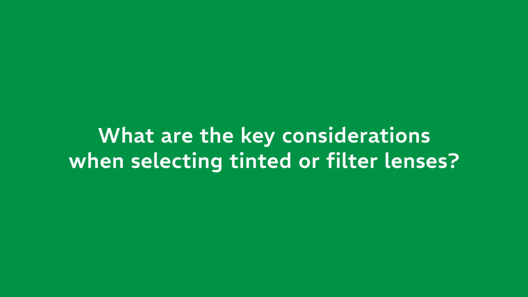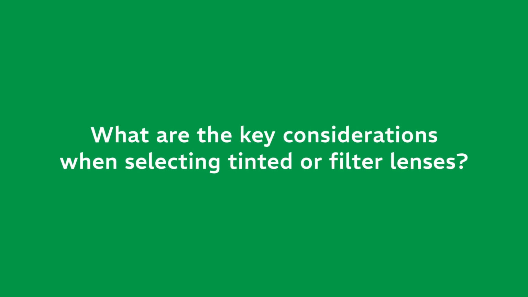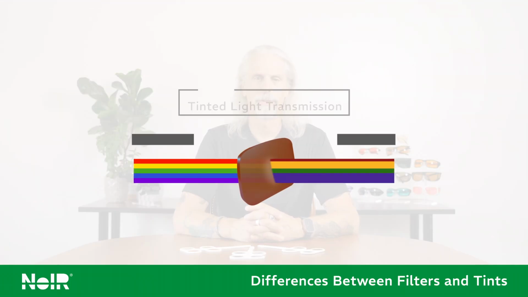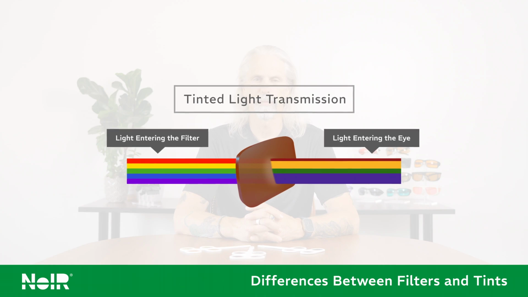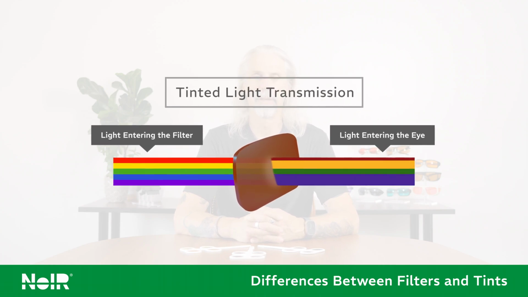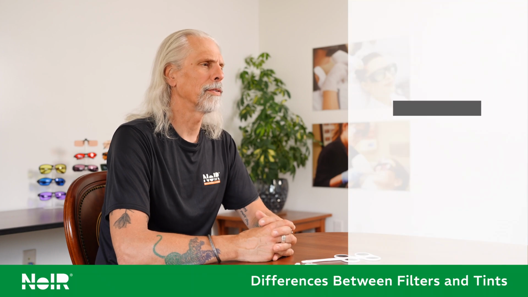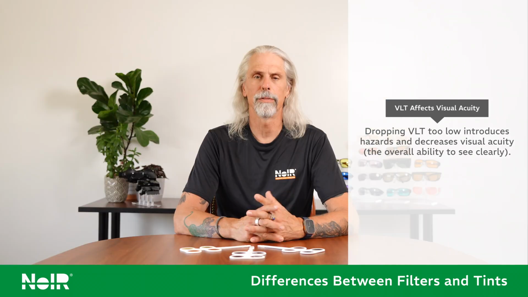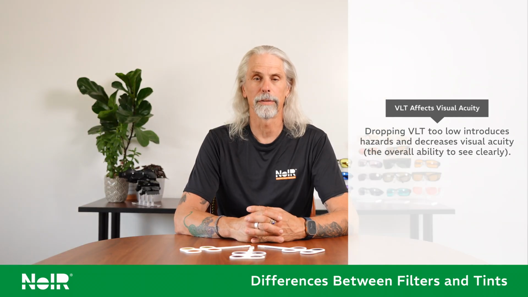What are the key considerations when selecting tinted or filter lenses? Tinted lenses run the risk of simply reducing the amount of light across the spectrum from entering the eye to the extent that it diminishes visual acuity. While glare may be reduced, there's a risk of causing trips and falls if the patient or client cannot see obstacles when wearing them. Essentially, dropping the VLT too low introduces other hazards and decreases visual acuity, which is the overall ability to see clearly.